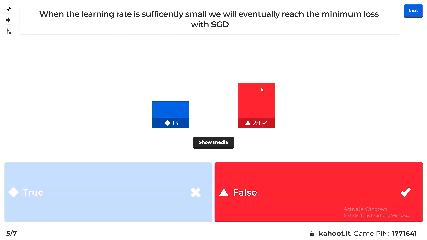When the learning rate is sufficiently small, we will eventually reach the minimum loss with stochastic gradient descent. Nope. The wording here that matters is that it's the minimum loss. It's not the local minima, it is the absolute minima, when I say minimum. You can imagine we'd go into local minima wherever we are, but we would miss other minima that could be lower.